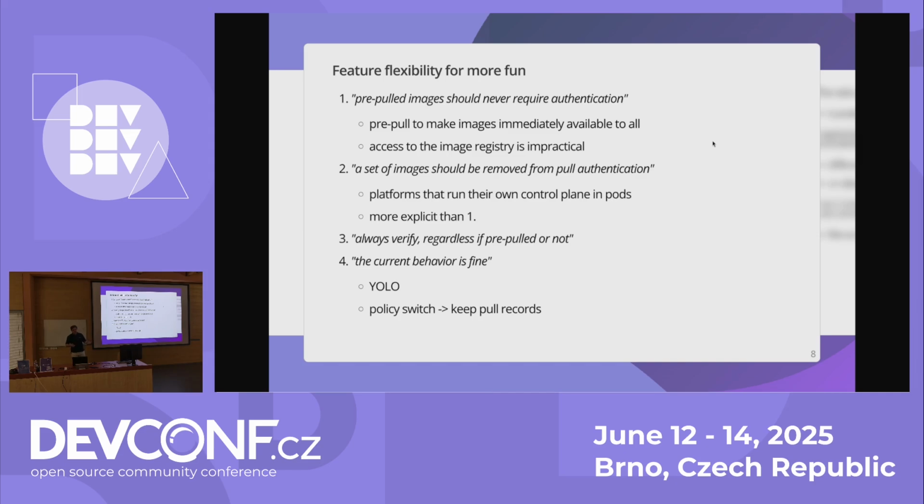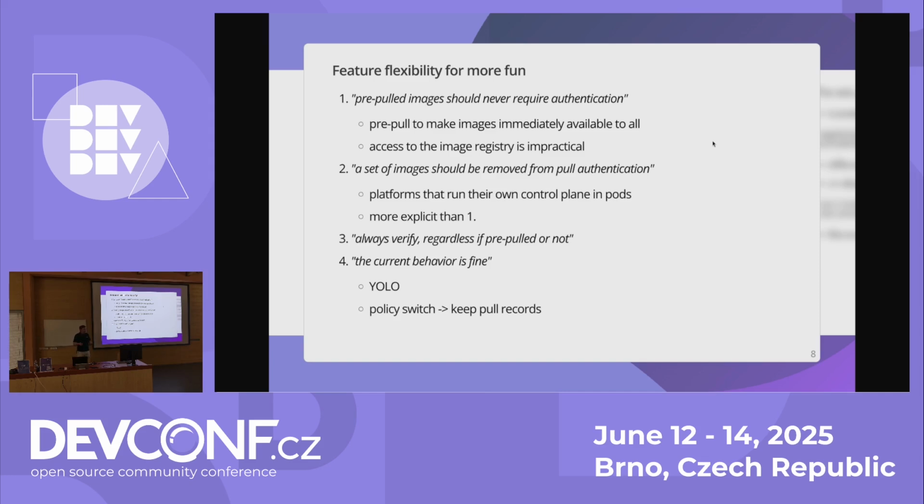Then you've got a different use case, which is kind of similar to the first one, where you've got a set of images that should be exempt from pull authentication, right? This is for platforms that run their own control plane in pods, meaning you've got a kube API server in a pod, a kube controller manager in a pod. Anyone here from Kubernetes or OpenShift may know that you're actually doing that. And this is just a more explicit case of the first one, right? These are the images that I know are fine, so just use those without authentication.